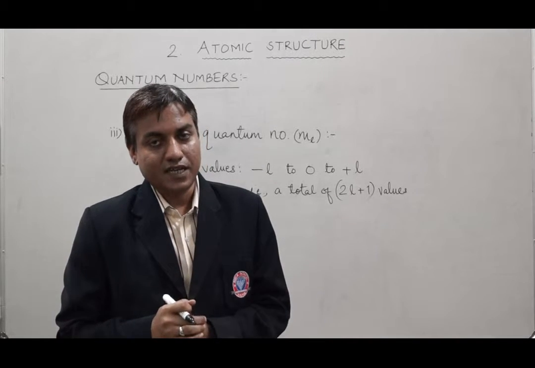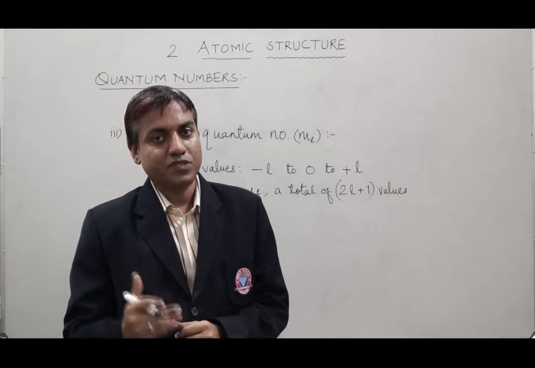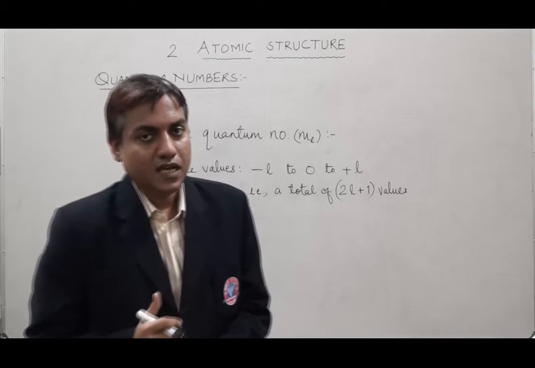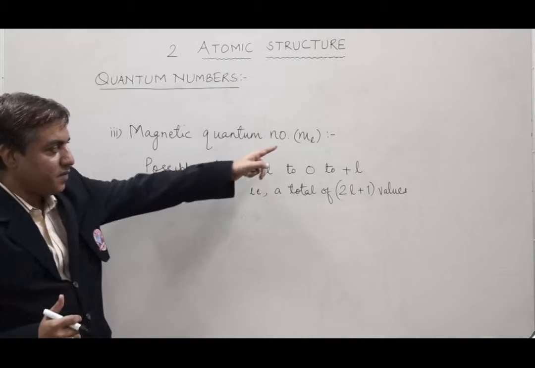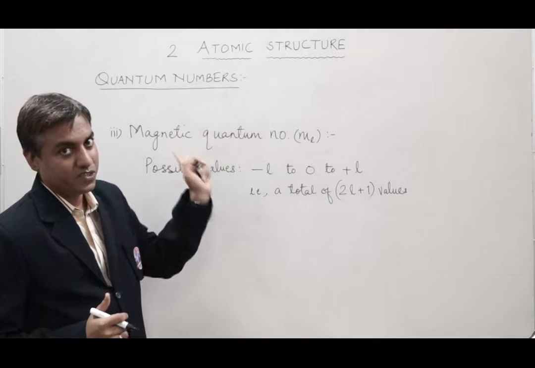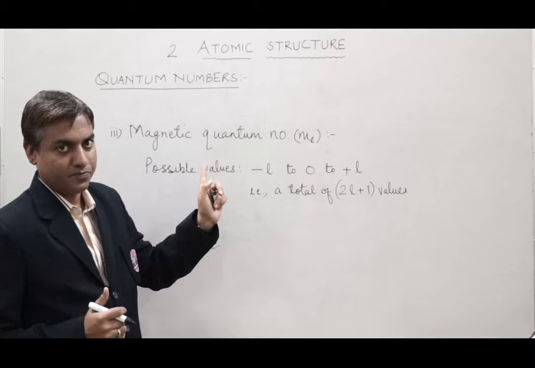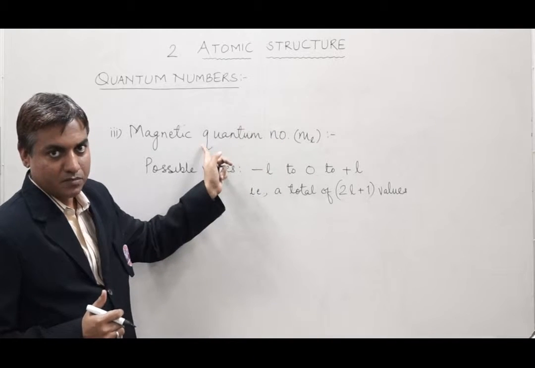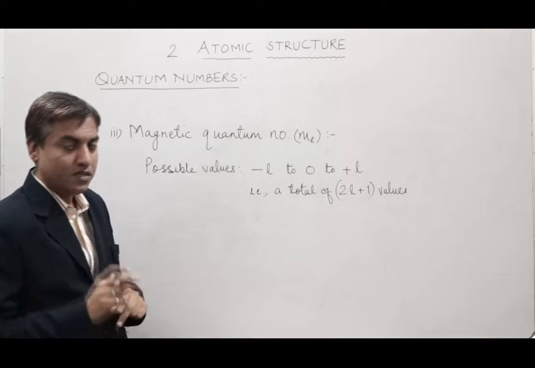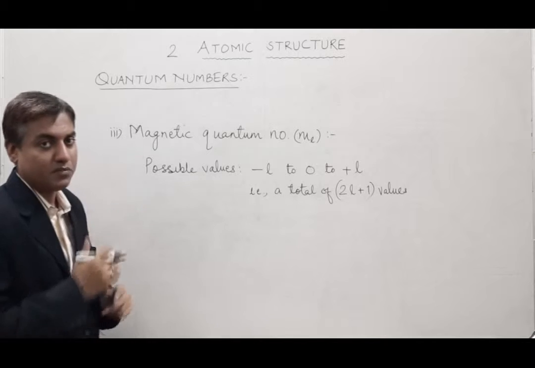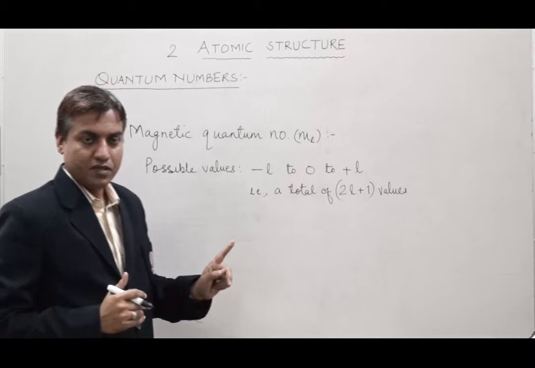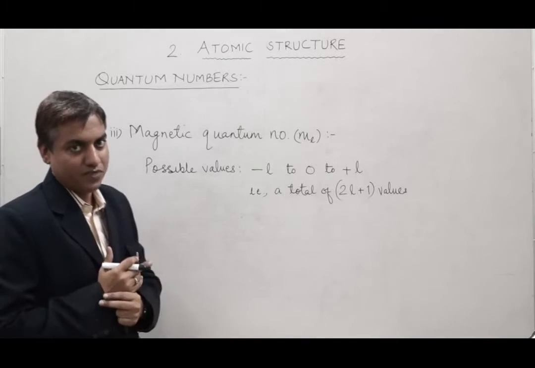Now let's try to understand how this magnetic quantum number helps us to understand the different types of orbitals. Now children, as you can see here, it is denoted by the letter ml. This l shows its relation with the previous quantum number, that is the azimuthal quantum number. So the values of the magnetic quantum number are represented using the azimuthal quantum number. The possible values that this magnetic quantum number can take range from minus l to 0 to plus l. So in total, we get 2l plus 1 values.